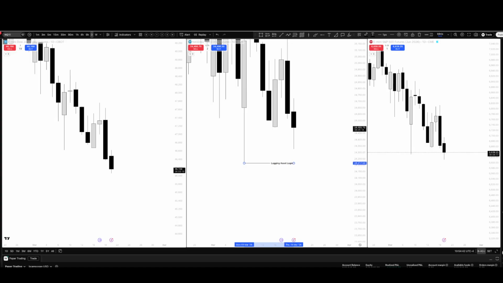Asset logic. Sorry, I gotta make sure this wire is not hitting my arm, because if not, it's gonna unplug.